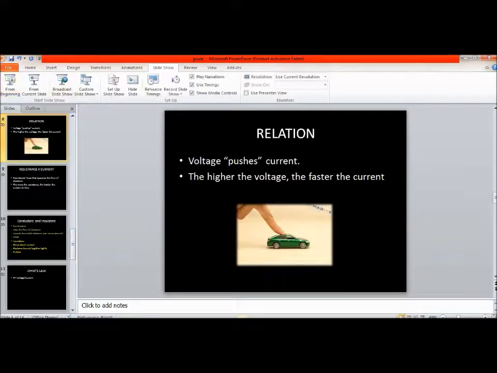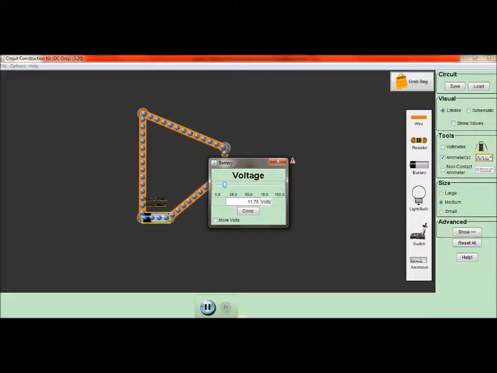Here's an example. This battery is of 11 volts. If I increase this, if I increase the push, you can see that the current speeds up.